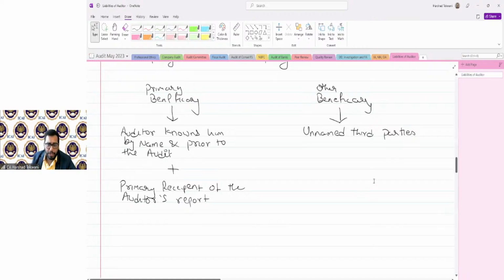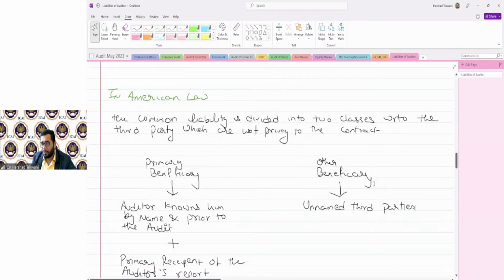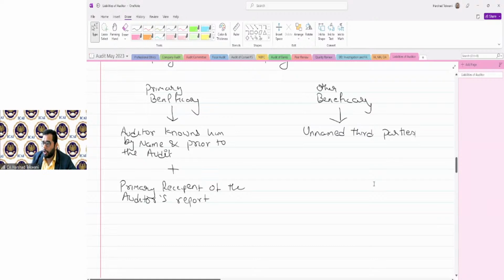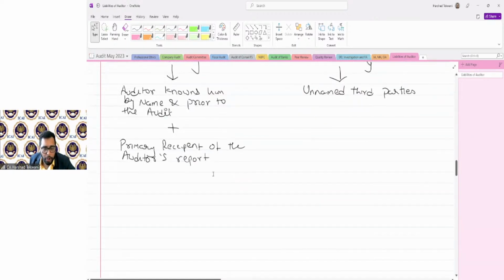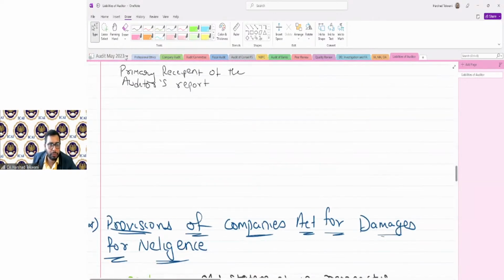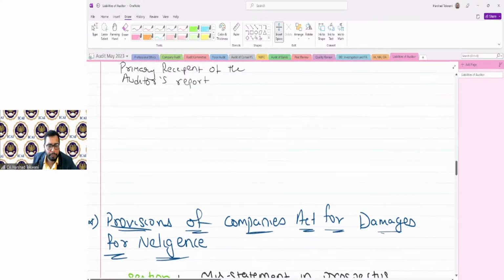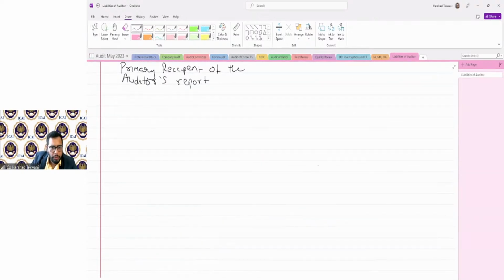Now, what is the liability of the auditor towards the primary beneficiary and the other beneficiary? In American law, the auditor is liable to all third parties for gross negligence and fraud under the law. So again, I'll divide it into gross negligence and fraud, and ordinary negligence.